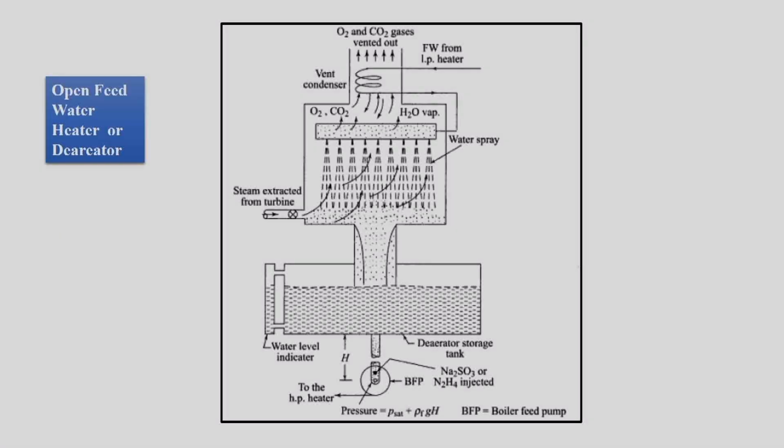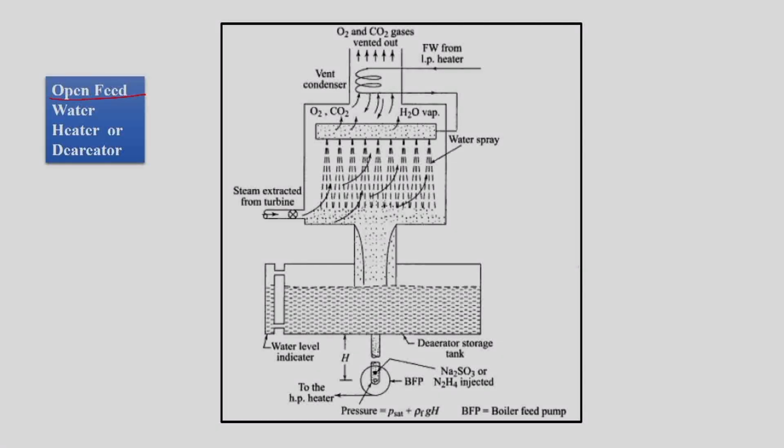The next is the open feed water heater. It is the configuration of the open feed water heater. As we know, in the feed water heater we have liquid water which is coming from the pump, and we have steam which is bled from the turbine, and these two are mixing in the open feed water heater, and then the resultant mixture is passed to the high pressure heater or maybe to the boiler.